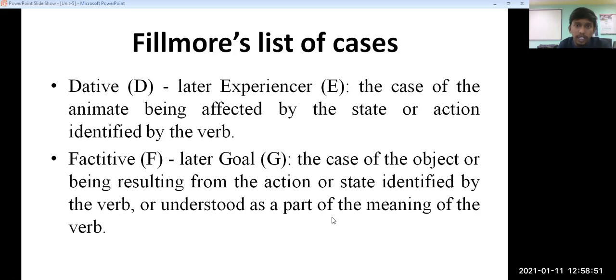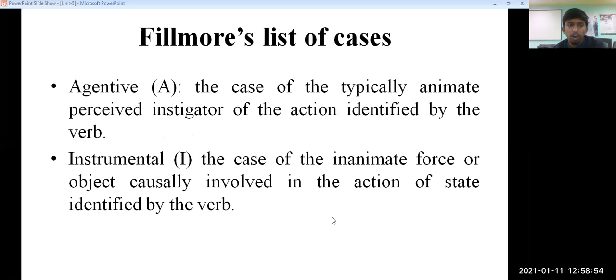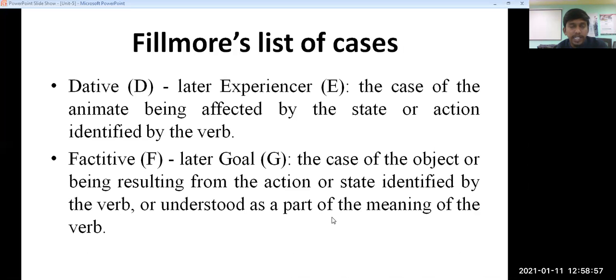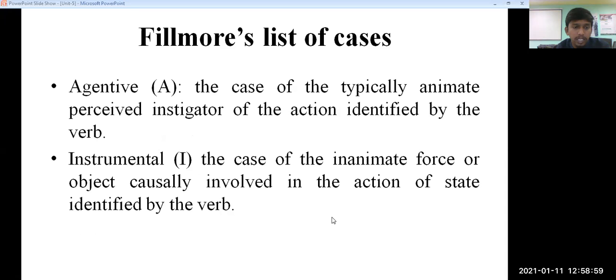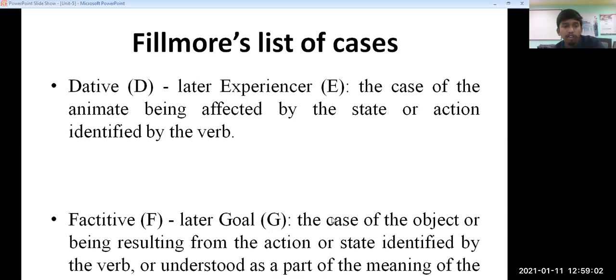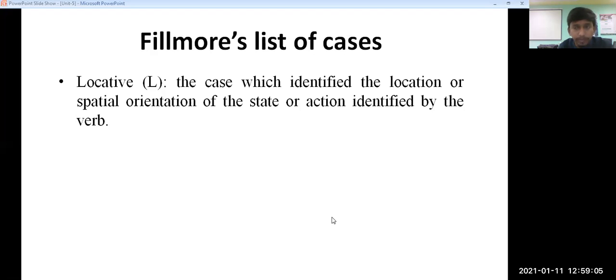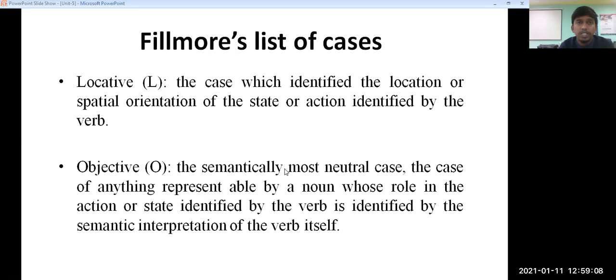So these are Fillmore's representations of a given statement: agentive, instrumental, dative, or factive. It is the terminology of Fillmore's grammar. And the next one is locative. It is the case which identifies the location or spatial orientation of the state or action identified by the verb. So assume that Ram is cutting an apple on the table. At which location is he doing that? At the table, which is what we are going to specify. That is called your locative, or location.